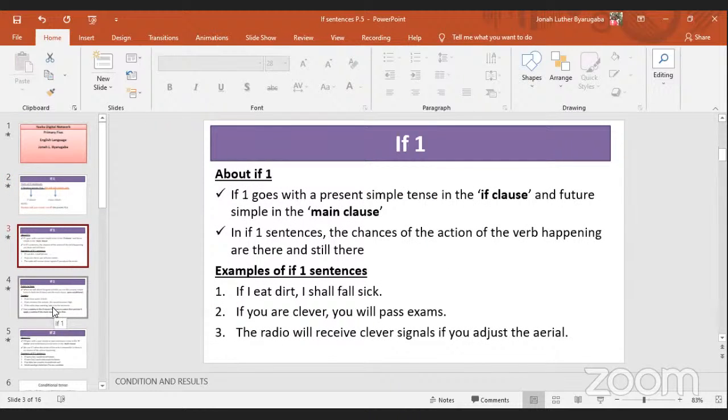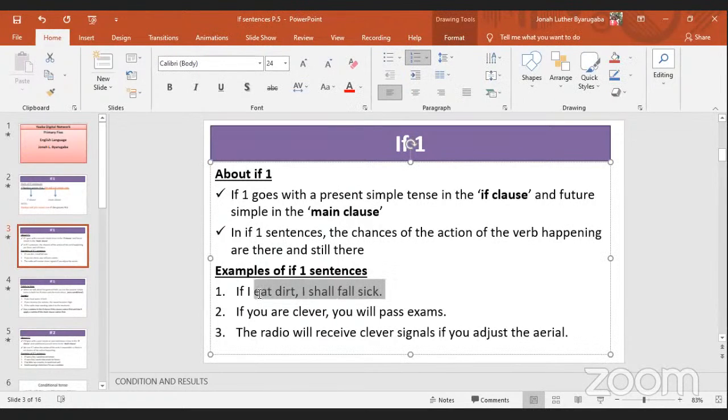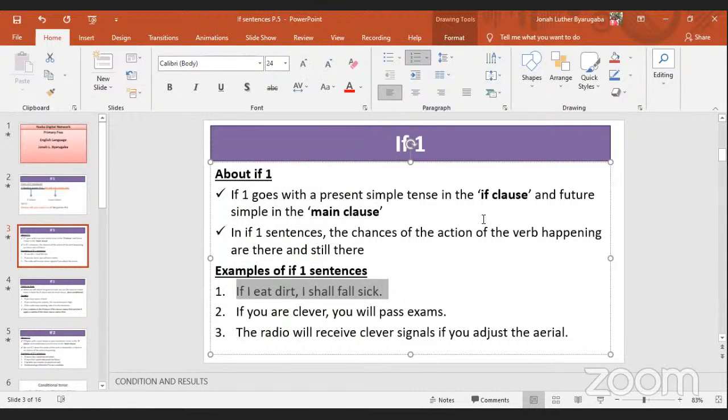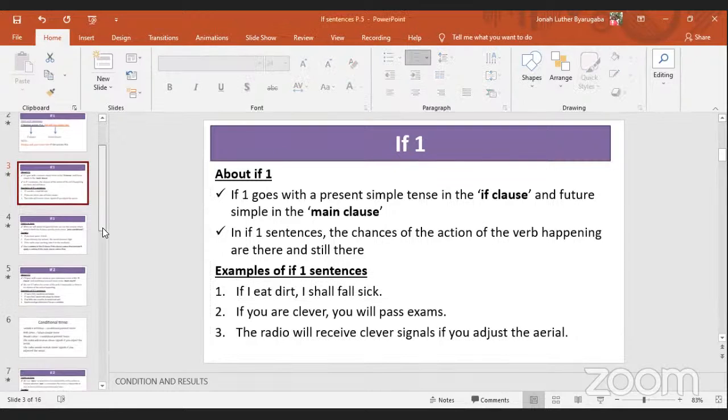So this is why. Okay, someone to change this sentence here to if two. If I ate dirt, I would fall sick. Exactly. You've learned it now. That is the basic principle. That's the basic rule. Okay, so let's get back to the slide where we were.